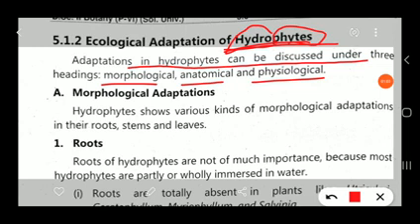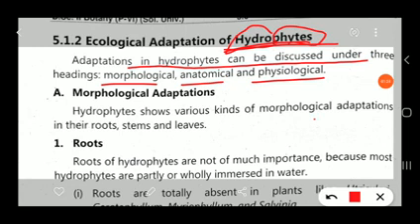What types of morphological, anatomical and physiological adaptation are required for the survival of these plants in the water? This will be studied under three headings: morphological, anatomical and physiological adaptations. First of all, the morphological adaptation. Morphological adaptation means the morphological character, that is, the external character.